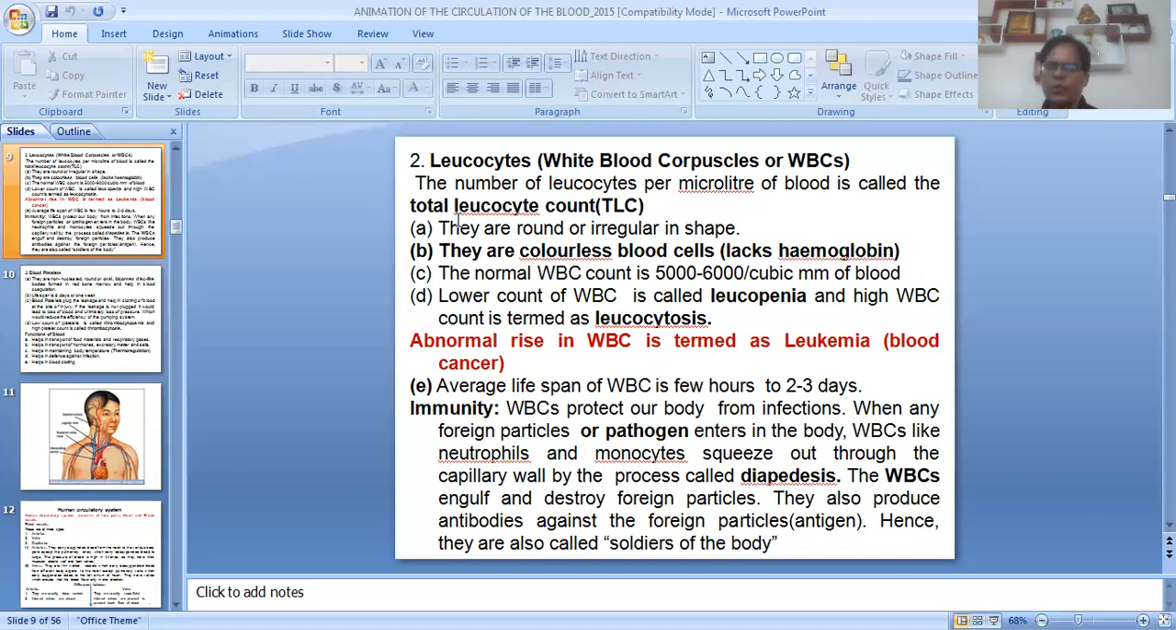They also produce antibodies against foreign particles like antigens. Hence, they are also called the soldiers of the body. You could ask, what is called the soldier of the body, RBC or WBC? You can say WBC is called the soldier of the body because it fights against foreign particles.